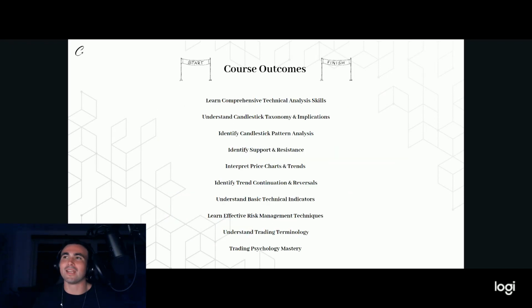Course outcomes. By the end of this free trading course, you will have learnt comprehensive technical analysis skills. You'll understand candlestick taxonomy and its implications. You'll learn to identify candlestick pattern analysis, identify support and resistance, interpret price charts and trends, identify trend continuation and reversals, understand basic technical indicators, learn effective risk management techniques, understand trading terminology, and lastly, master trading psychology.